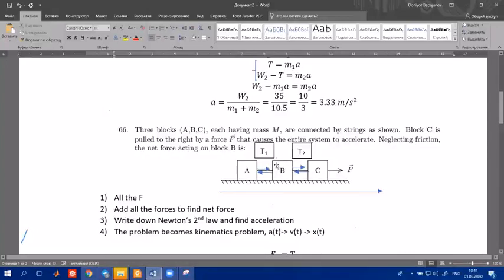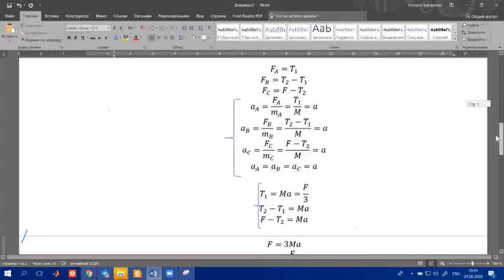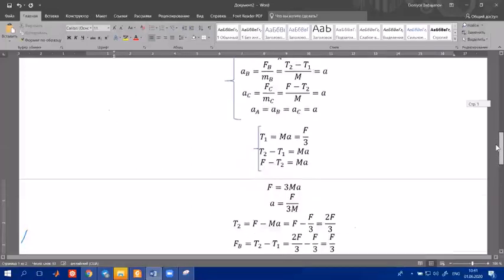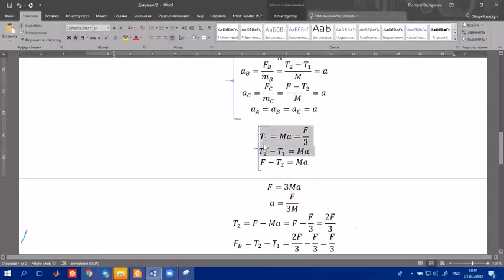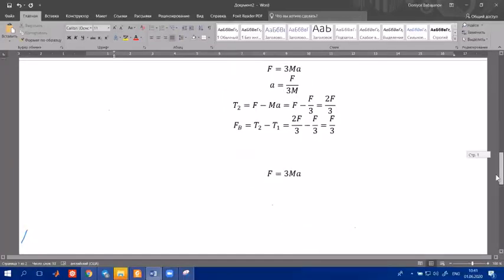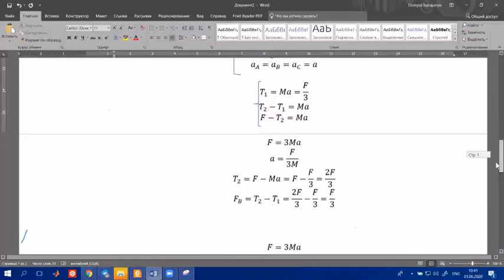After finding the acceleration, you can write down Newton's second law. Now you think again that this system separately consists of these 3 parts, and write down Newton's second law for the part B as like this. So you write down these 3 equations then, and find T1 and T2, and then find the net force.